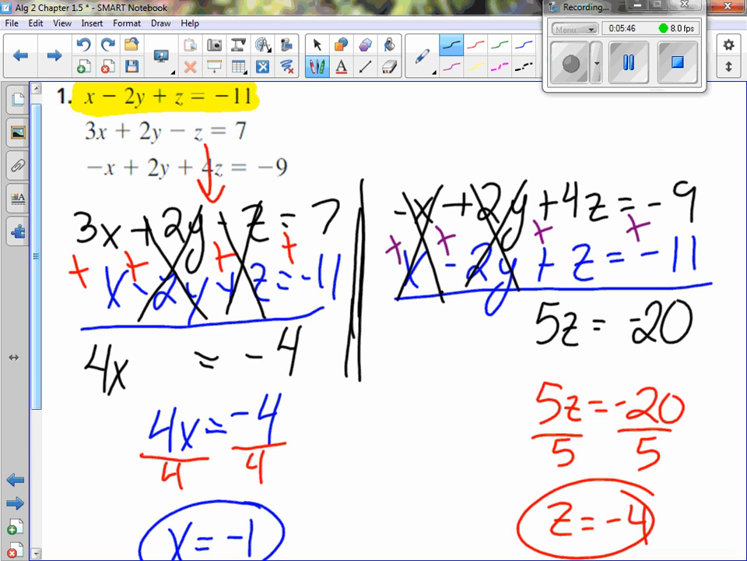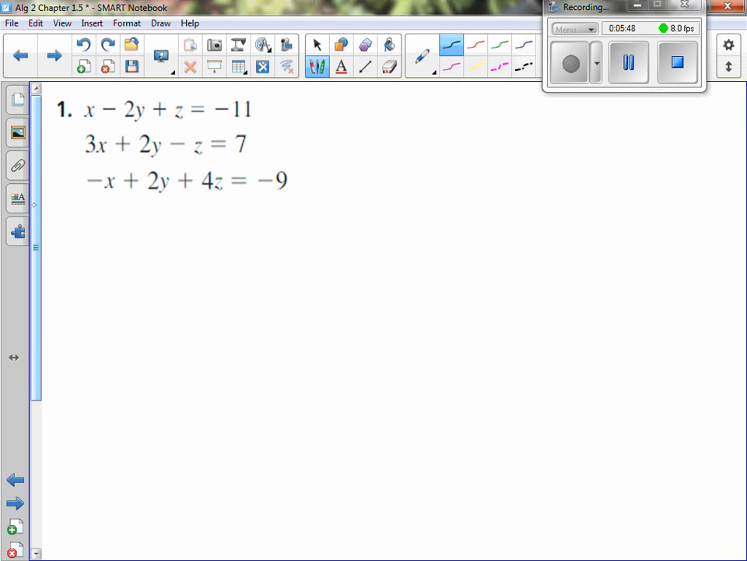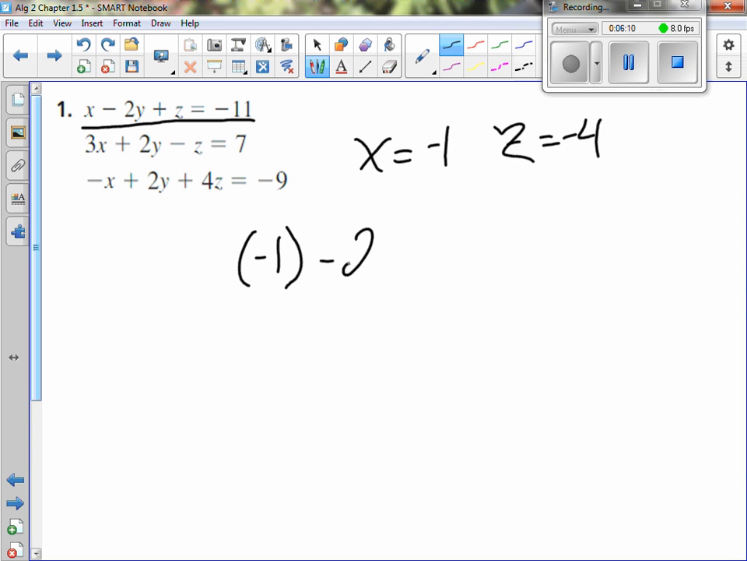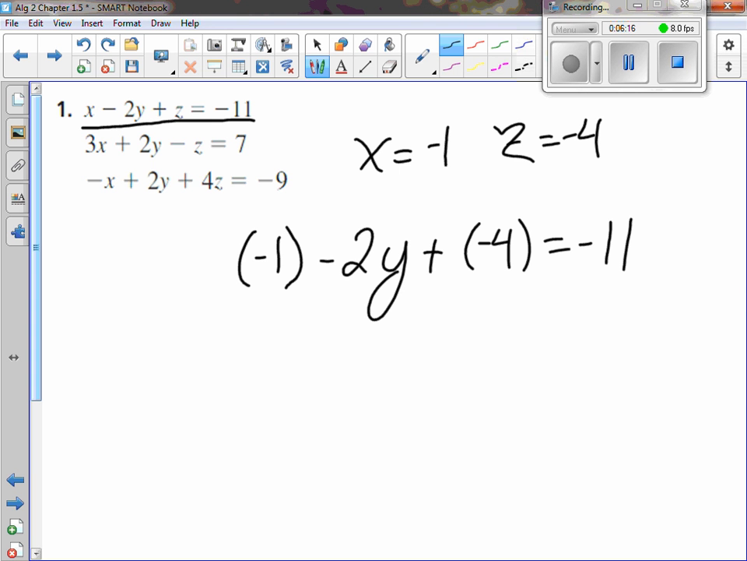So here, I'm going to erase all of this here, because we said x is equal to negative 1, z is equal to negative 4. Charlie, which one do we want to use? The top one, middle, or bottom? Top one. So we'll use this equation to find the value of y. Well, x is negative 1 minus 2y, because we don't know what y is, plus negative 4 equals negative 11.